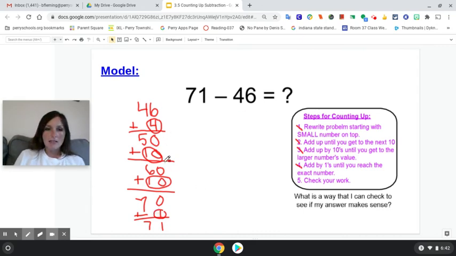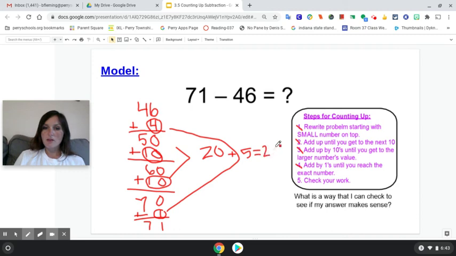So I'm going to add 10 plus 10 is 20. I'm going to write that here. And then 1 plus 4 is 5. And so now I'm going to add 20 plus 5, which equals 25. And so that's my answer, 25.